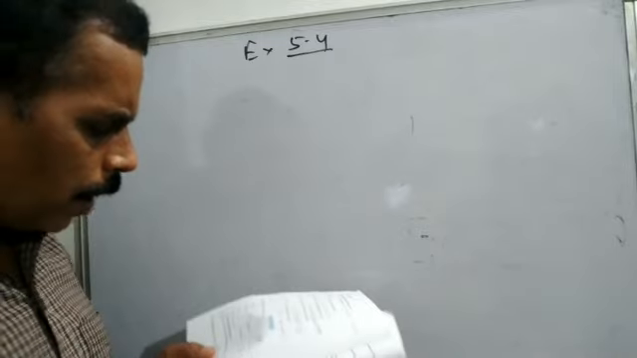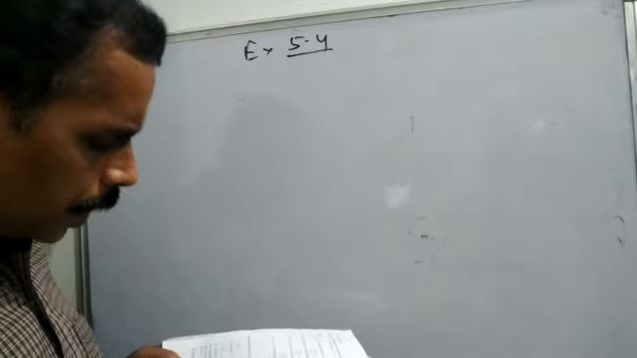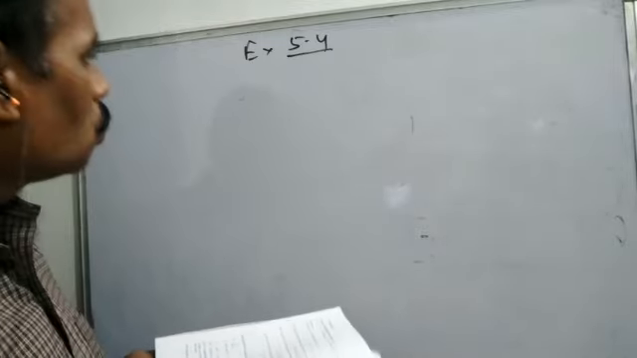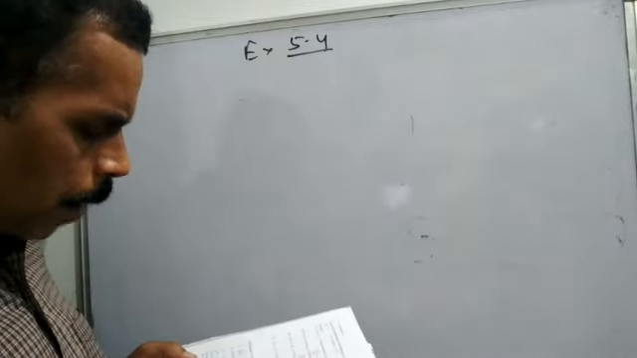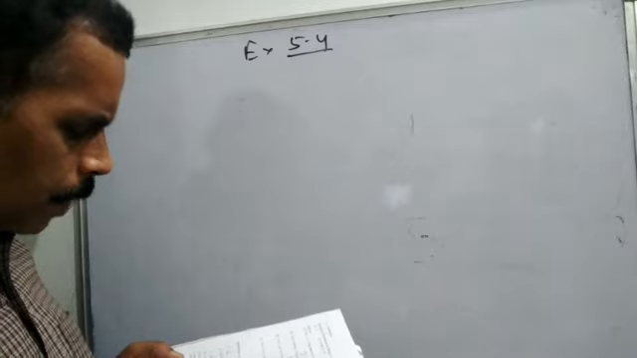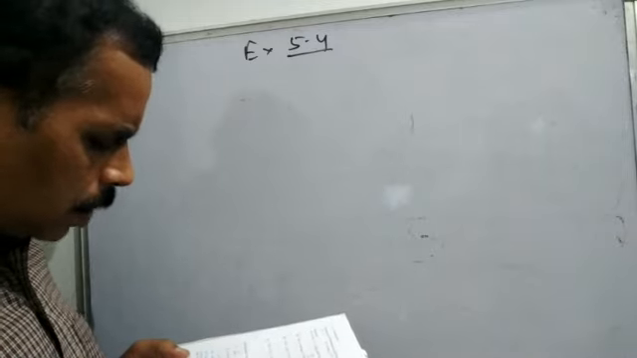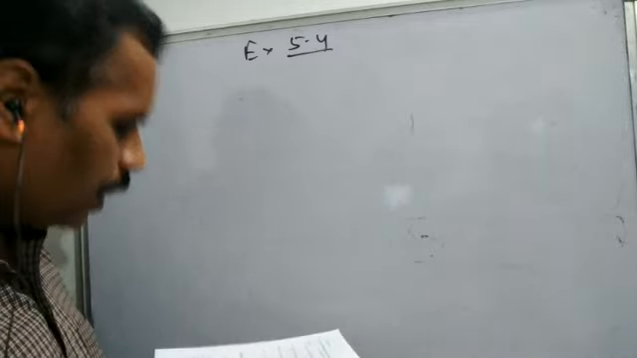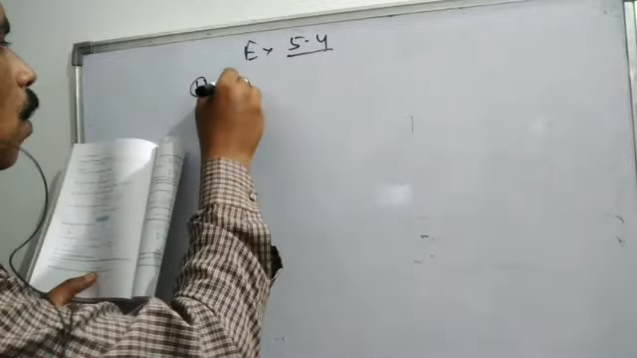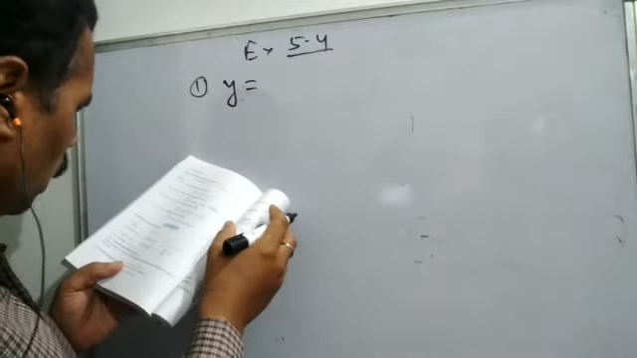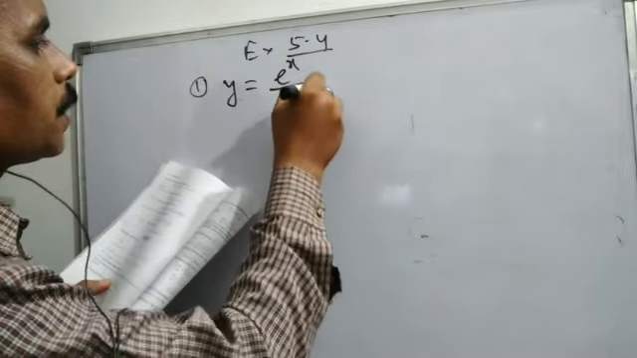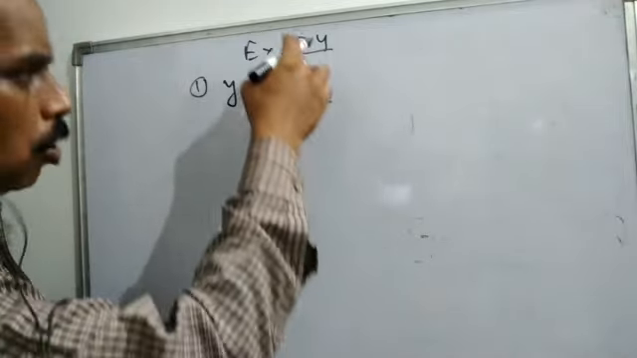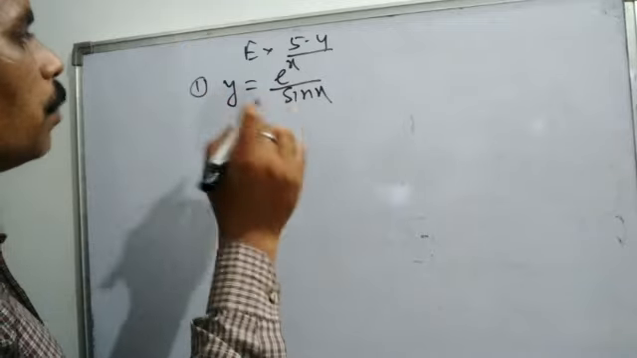Now we'll discuss exercise 5.4. Exercise 5.4 is based upon exercises 5.2 and 5.3. That is an application of 5.2 and 5.3. First question, y is equal to e to the power x by sin x. So that is u by v format. So easily you can find it.